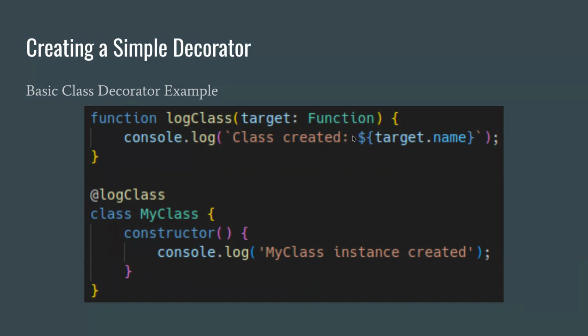What happens is you're applying this decorator by prefixing the class declaration with @log, and this will output the class name to the console whenever a new instance is created. So this example is particularly useful for debugging and tracking class utilization in complex applications.